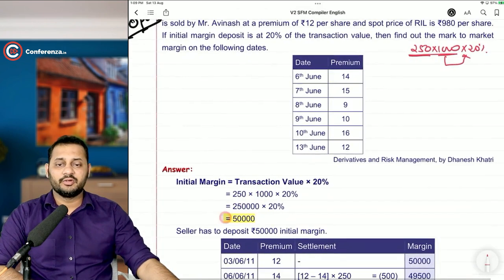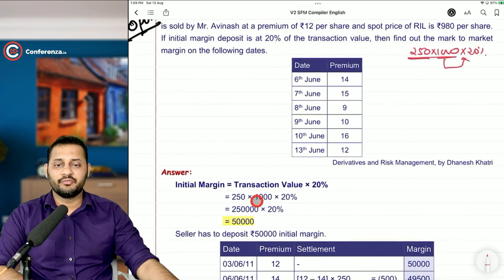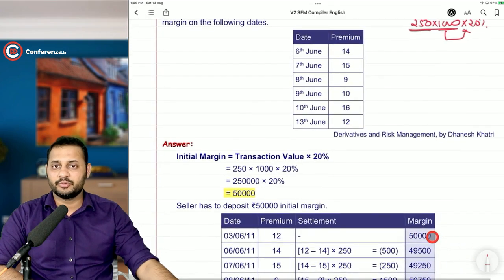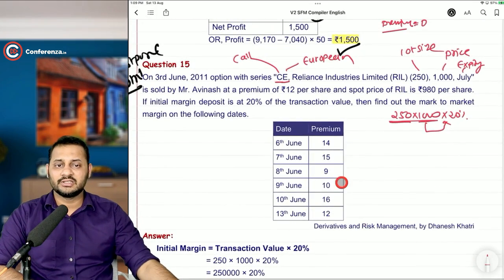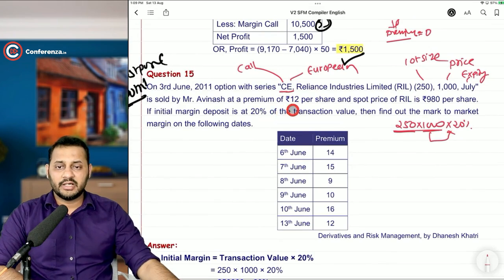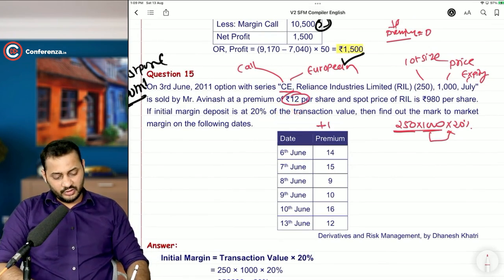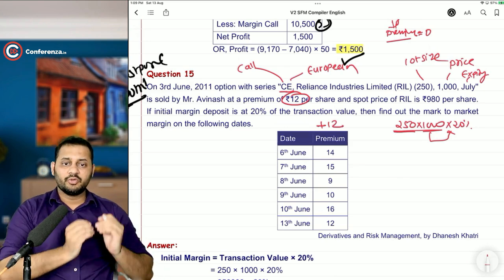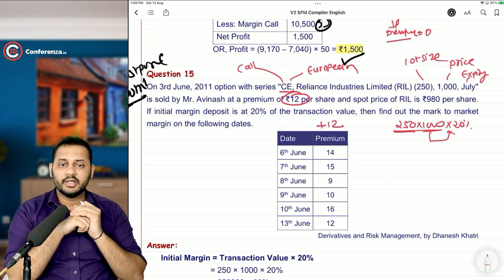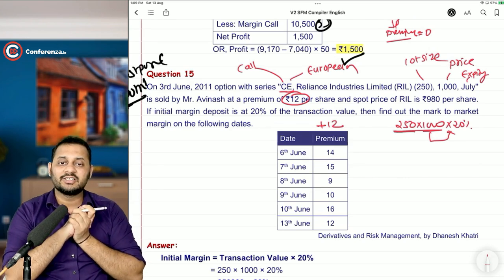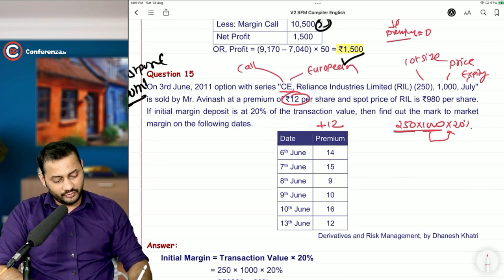Okay, so he will have to deposit the initial margin. The initial margin is 250 into 1000 into 20%, which comes to 50,000 rupees. So he will start with the 50,000 rupees in the margin account. Now what will happen? Just imagine the premium at which he sold the option was 12. So he sold at 12. If the premium is going up, that's a loss to him, because he will have to buy it back.